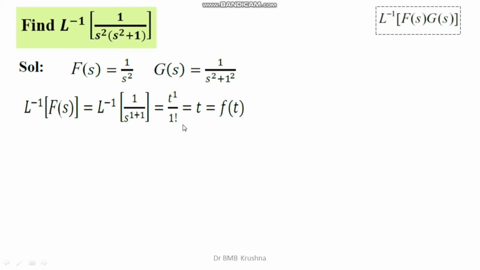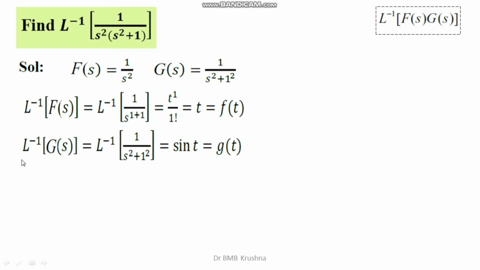Similarly, we consider the inverse Laplace transform of g of s, that is L inverse of 1 by s square plus 1 square. We know that L inverse of a by s square plus a square is sin at. Instead of a, we have only 1, that is sin t. L inverse of g of s became g of t. Thus, we have obtained f of t as t, g of t as sin t. So, L inverse of 1 by s square times of s square plus 1.